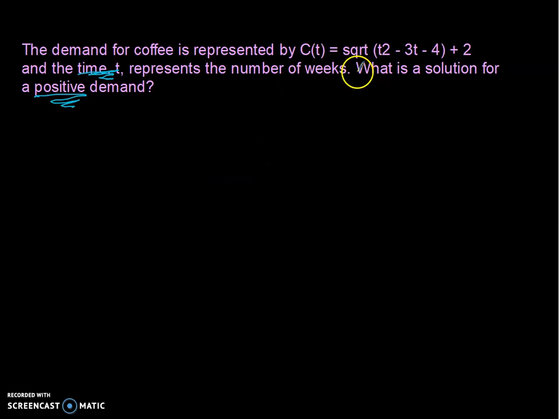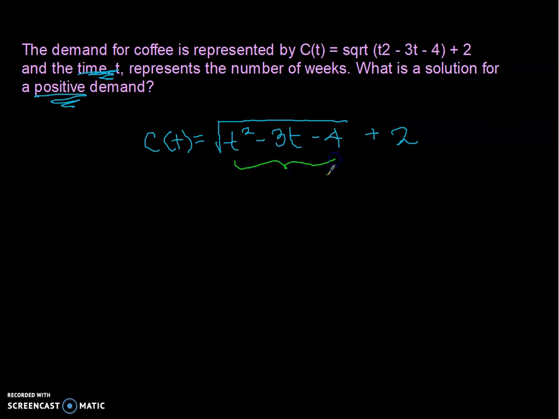So keeping that in mind, we have this demand for coffee, which is notated by this equation, and t stands for time, which represents the number of weeks. So what I'm going to do here is just find a solution for this demand. So square root of t squared minus 3t minus 4 plus 2. Well, the fact that it's a square root already, I'm going to note what I know about square roots, which is that it can't be negative. And I'm also going to just set it equal to 0 to, again, find my marker points here.